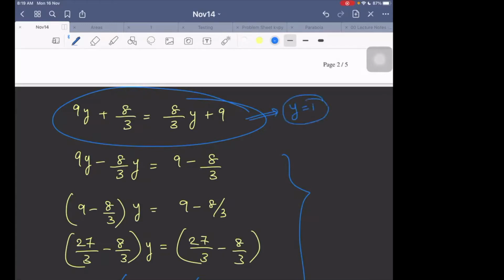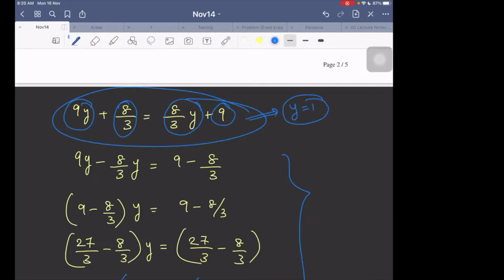Why? Because when you put y is equal to 1, this term is going to be 9 and there is a 9. And when you put y is equal to 1, this is going to be 8 by 3 and there is 8 by 3. So you can immediately observe that y is equal to 1 is a solution. That should strike you. That should come naturally. Is this clear?